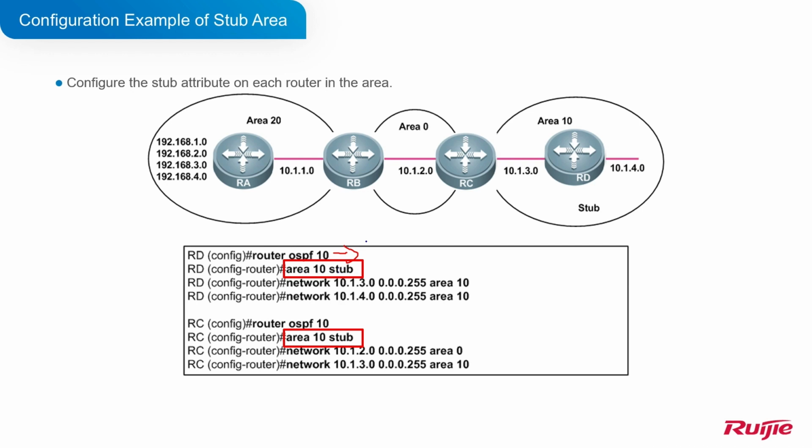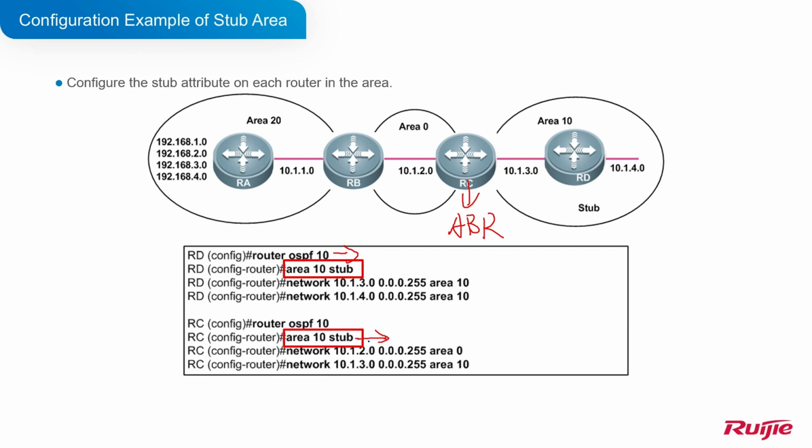And then we can find that RC is actually an ABR device, which belongs to area 0 and area 10. So the RC device actually belongs to area 10. We also have to set the stub command on the RC device. So we have to add it into the OSPF process and then set the area 10 stub.